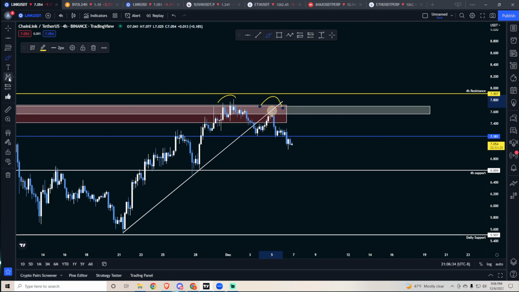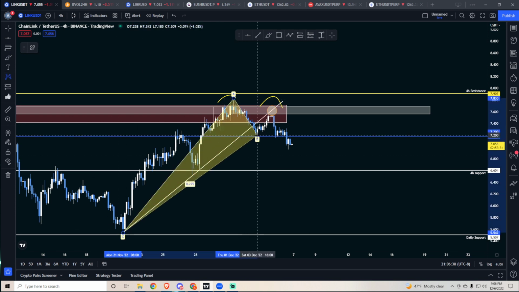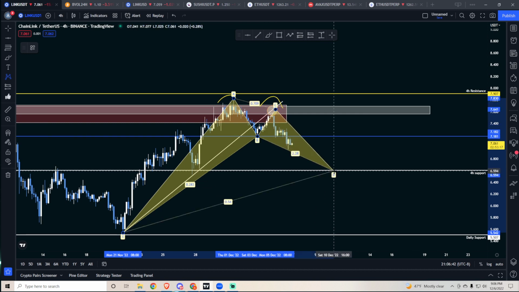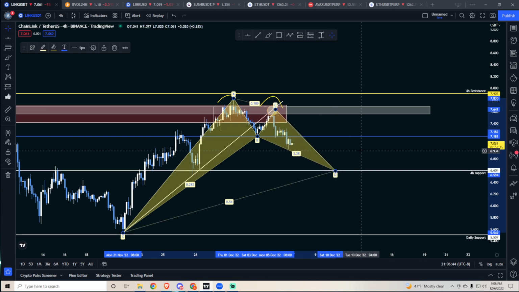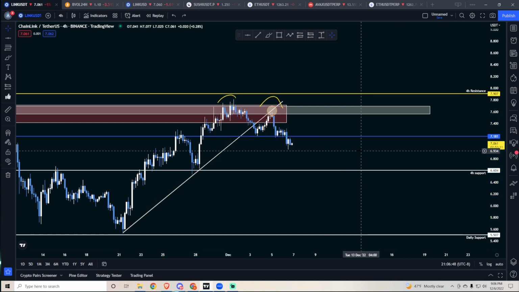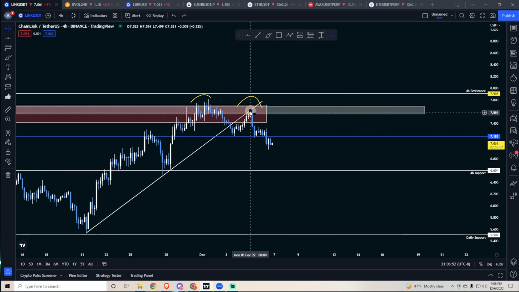You could have gone into harmonics. I'm sure there's a harmonic here, right? Something like that. Now my harmonics targets are way off, but you know, if you know harmonics, you could have probably used that as a point of thesis. But you have 2 points, right? That's enough confluence for me to get into a trade.